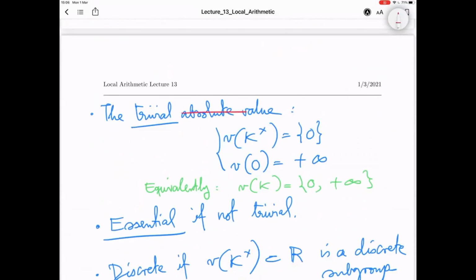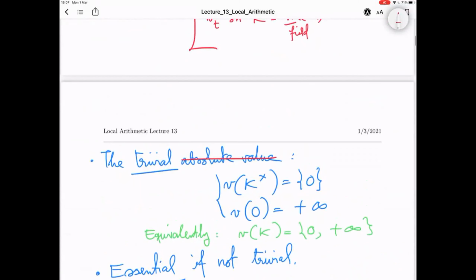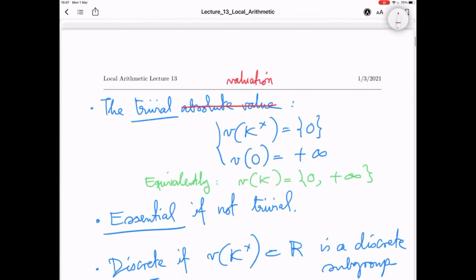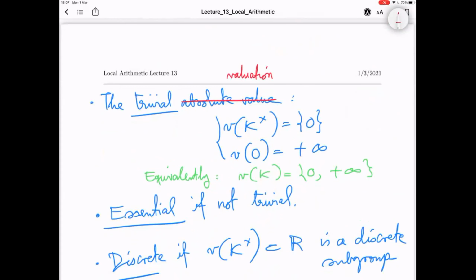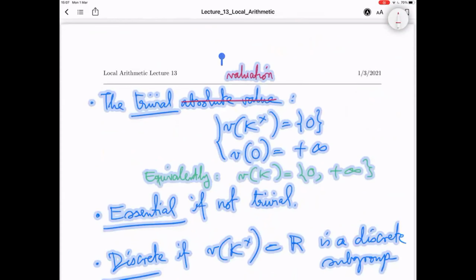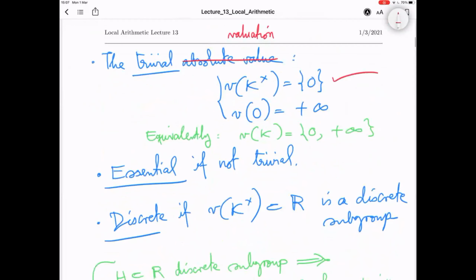Why is it called absolute value here? It should be called valuation. The absolute value is a different concept, which we'll come to later. Of course, there's always this trivial valuation, which takes every non-zero element to 0, and which takes 0 to plus infinity, of course.